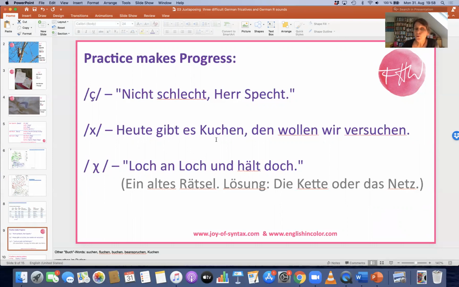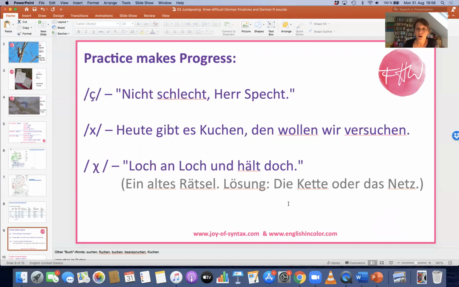Heute gibt es Kuchen, den wollen wir versuchen. That's the Buch sound. Buch, Kuchen, versuchen. Heute gibt es Kuchen, den wollen wir versuchen. Versuchen means to try, and it means to try to do something, but also to taste something, to taste and see whether something is good.